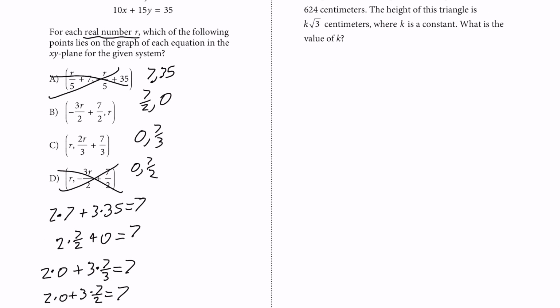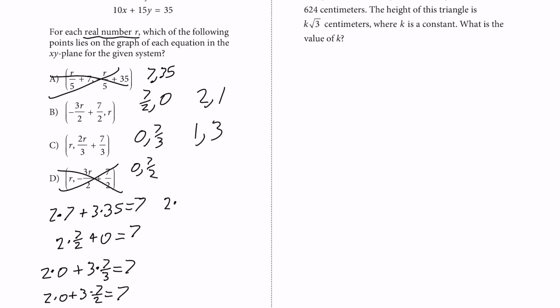Now we can use our remaining choices and just plug in 1. When we plug in 1, we get negative 3 over 2 plus 7 over 2 is 4 over 2. 4 over 2 is 2. So we get 2, 1. And we get 1, that's 2 over 3 plus 7 over 3, which is 9 over 3, which is 3. So 1, 3. We're going to plug these in.